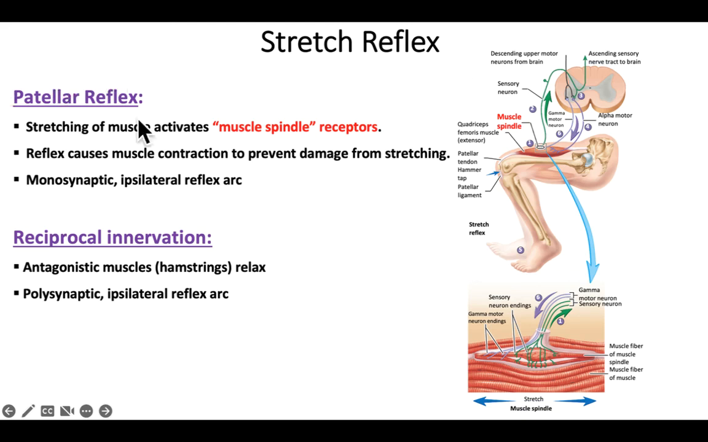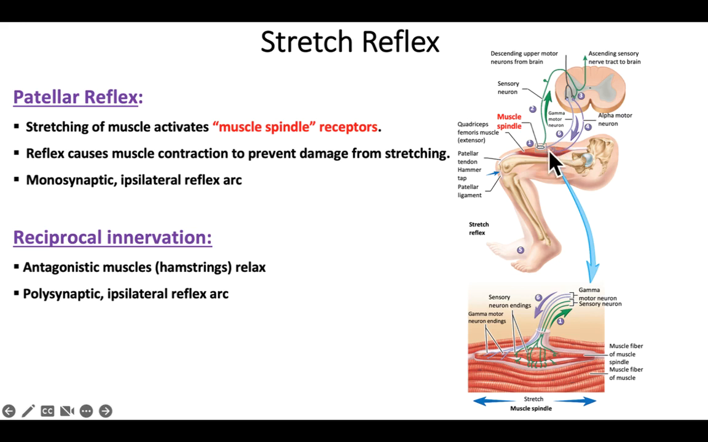So the patellar reflex is an example of a stretch reflex, where when you tap on that patellar ligament or tendon, it pulls on the muscle. It activates the muscle spindle because the muscle's stretched. That's going to send a signal into the spinal cord, so this is a spinal reflex, and right back out to your quadricep muscles. And that's what we're assessing, right?